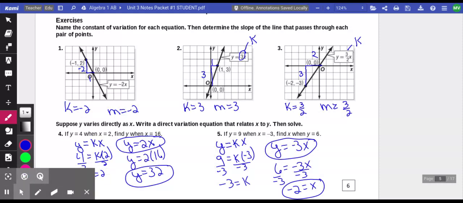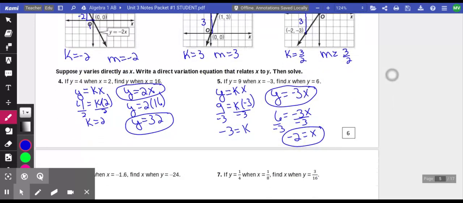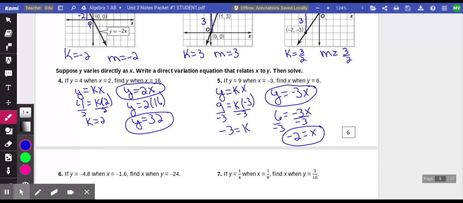So I hope you did those problems. Number 1, my k value is my slope, so it's -2. Number 2, my k value and my slope are 3. Number 3, my k value and my slope are 3/2. Number 4, when I write my equation, it's y equals 2x, which gives me y equals 32. Number 5, when I write my equation, it's y equals -3x, and x equals -2.